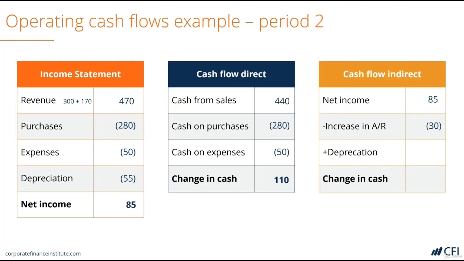Think of it this way. If 30 of revenue was not paid for by customers with cash, then the net income is overstating what the cash would be, so we reduce it by 30. Then we add back non-cash expenses such as depreciation. Depreciation expense was 55. Then you can calculate the total, which is change in cash of 110, using the indirect method. And as always, the change in cash is the same using both approaches.